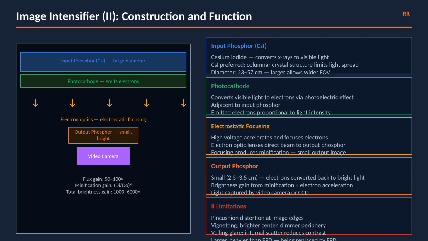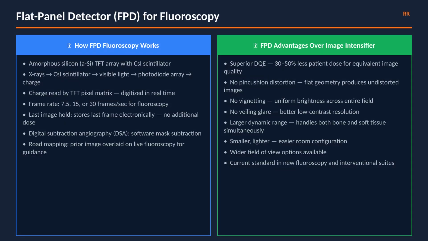At the top, the input phosphor, cesium iodide crystals. X-rays striking this layer produce visible light. Cesium iodide's columnar crystal structure limits lateral light spread. Flat panel detectors have replaced image intensifiers in virtually all new fluoroscopic installations.